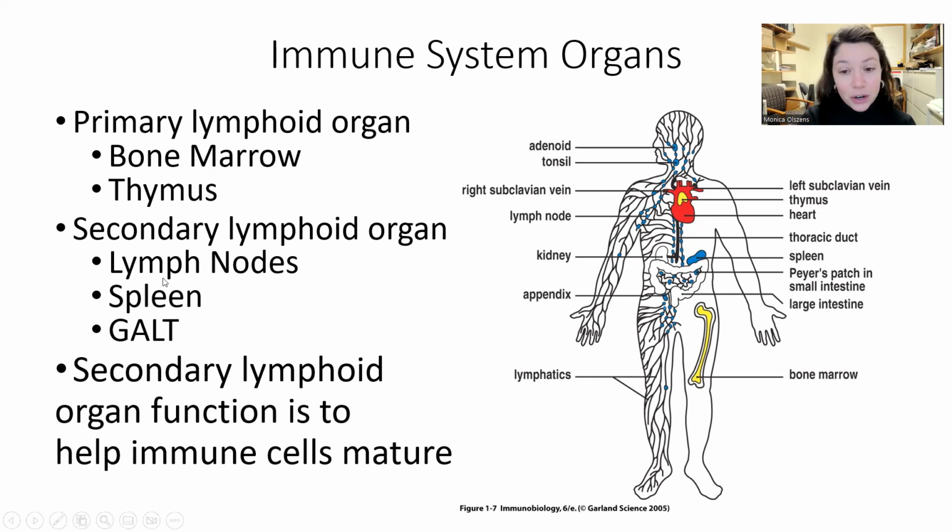All right, so lymph nodes, I have a different slide for it, but they're located all over your body. You have like 700. Your spleen is here in blue. Looks like the lymph nodes are also color-coded blue. And then GALT is in your gut. The G is for gut-associated lymphoid tissue, also here in blue. So the secondary organ function is to help immune cells mature and encounter whatever they need to fight.